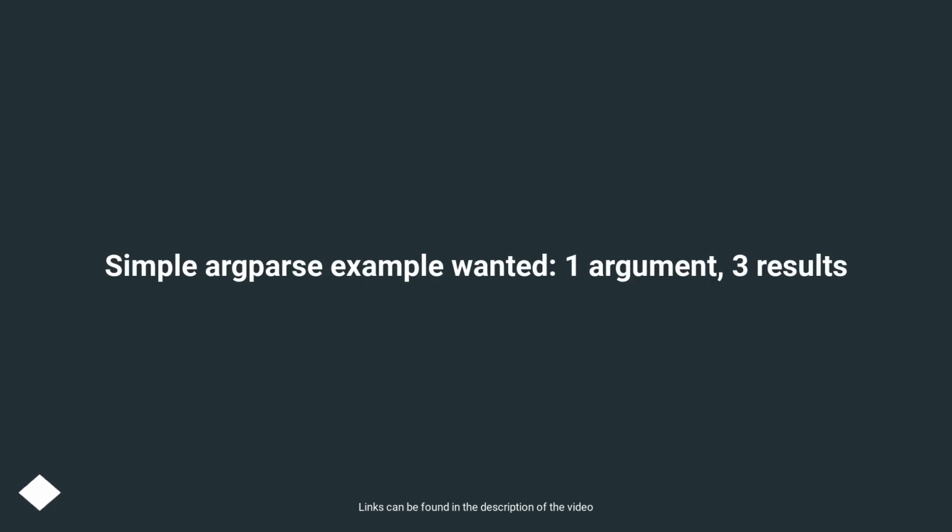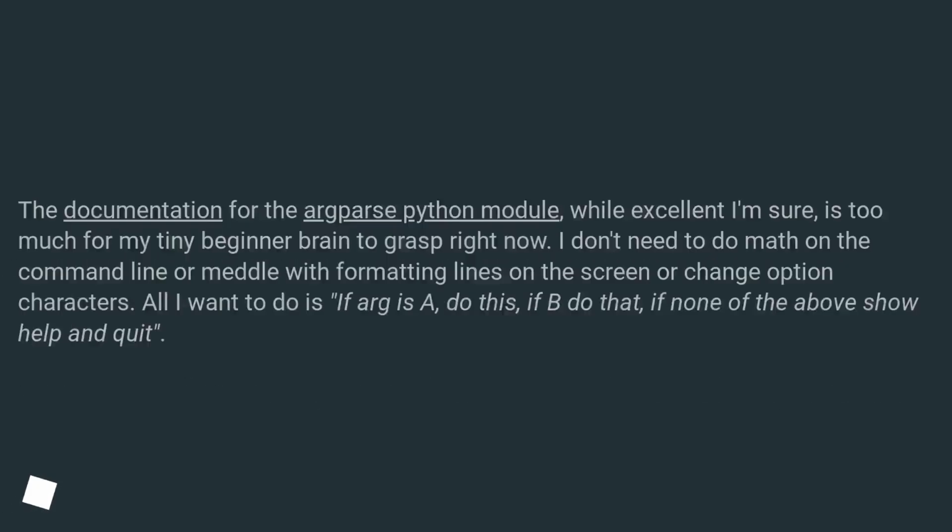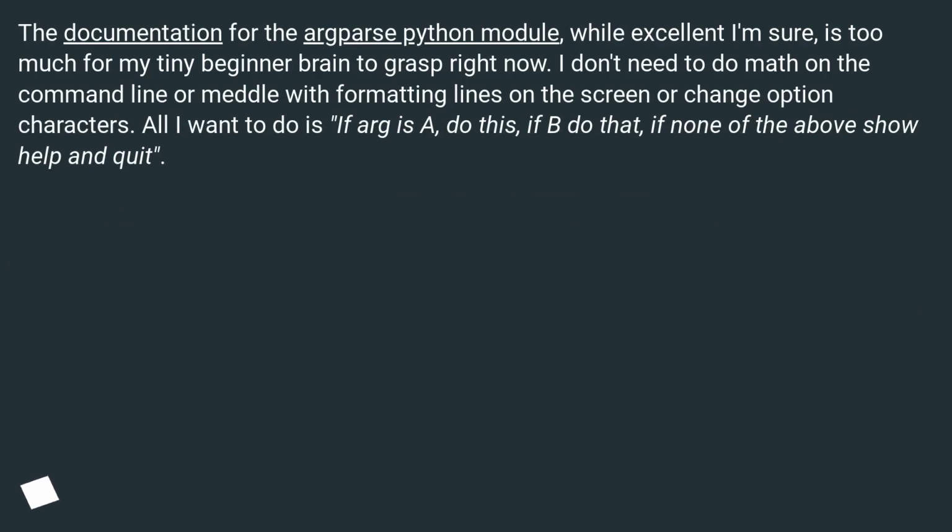Simple argparse example wanted, 1 argument, 3 results. The documentation for the argparse Python module, while excellent I'm sure, is too much for my tiny beginner brain to grasp right now. I don't need to do math on the command line or meddle with formatting lines on the screen or change option characters. All I want to do is: if arg is A, do this; if B, do that; if none of the above, show help and quit.